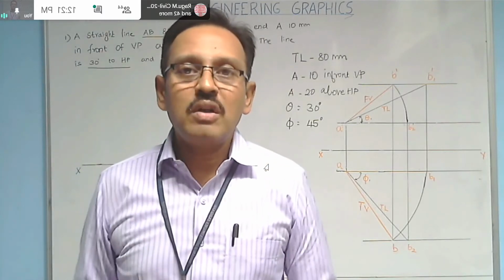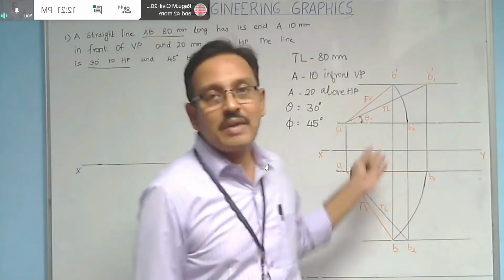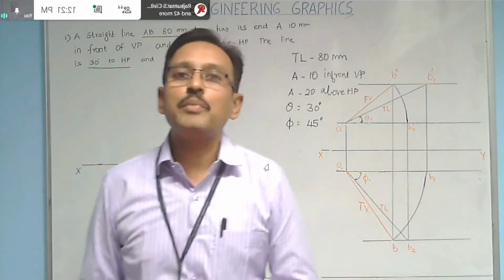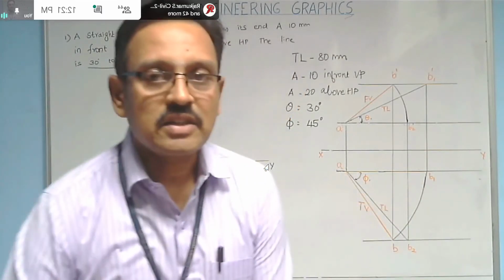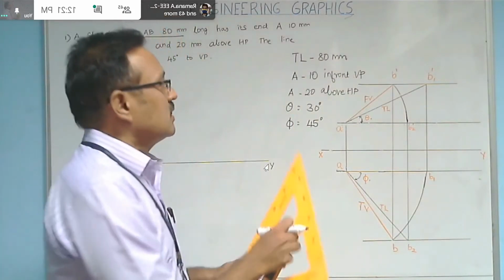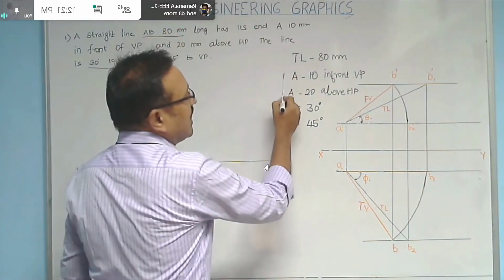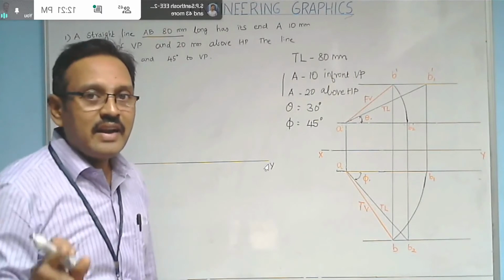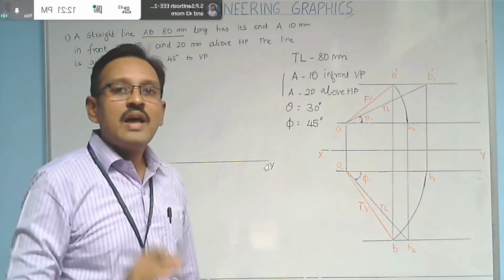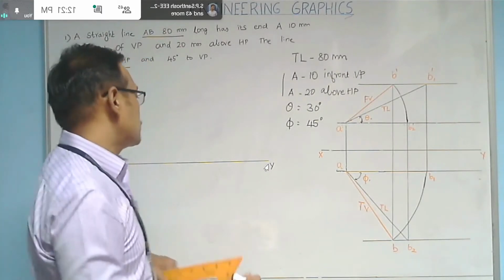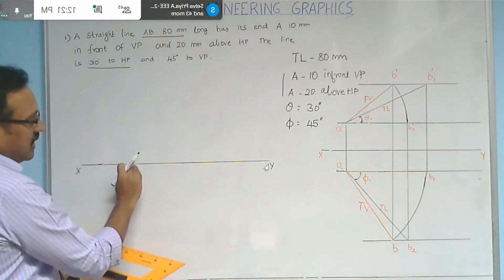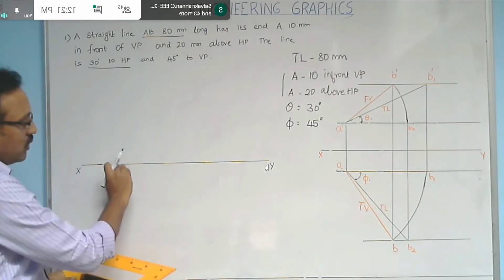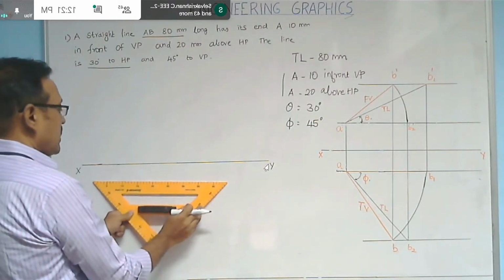Now to solve the problem, you can use this template to get the front view and top view of the line in the given position. Let me start with this one. That is the end A. End A is 10 mm in front of VP and 20 mm above HP. So for 10 mm in front of VP, I take 10 mm below XY. You have to take 10 mm below XY.